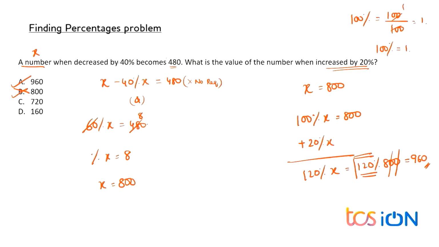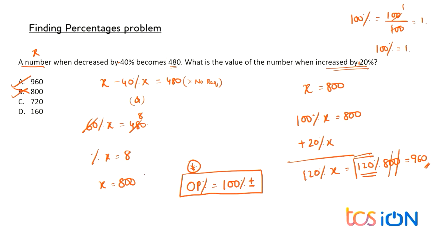I hope you all understood this. What is overall percentage? Overall percentage is nothing but, initially everything should be 100%, and plus or minus. If it is increased, plus; if it is decreased, minus. Right, everybody? So simple. So here, as they said decreased, 100 minus 40 will give me 60%. So 60% is equal to 480, the overall percentage. Similarly, as the value is getting increased, 100 plus 20 will give me 120 now.